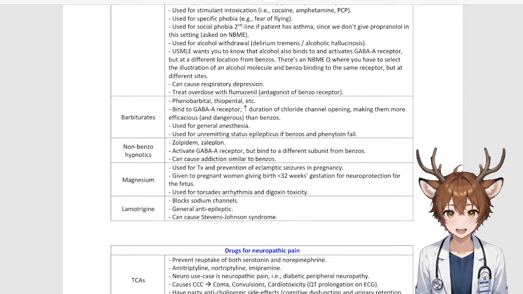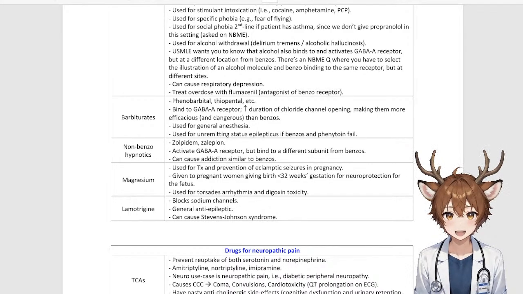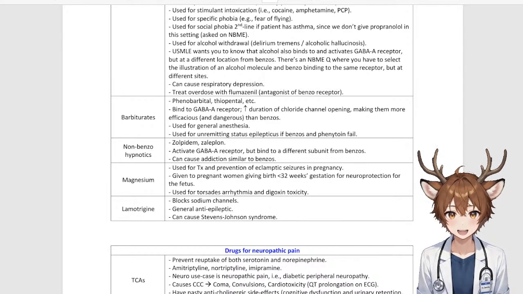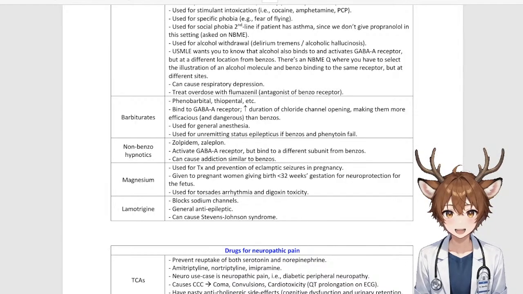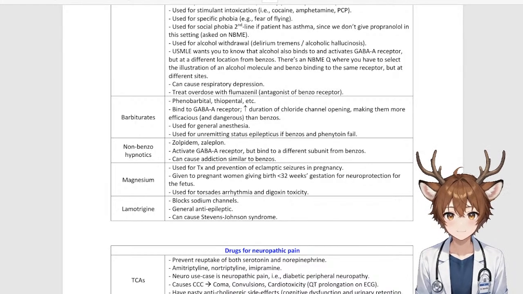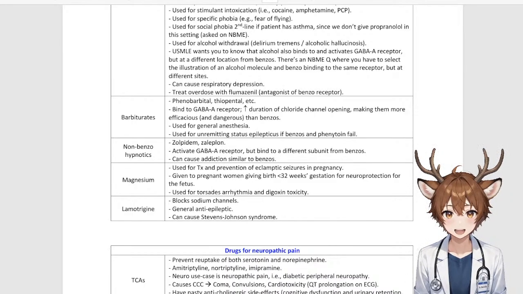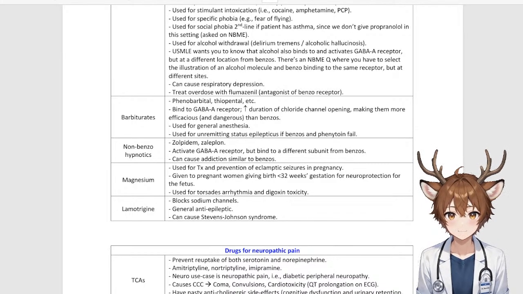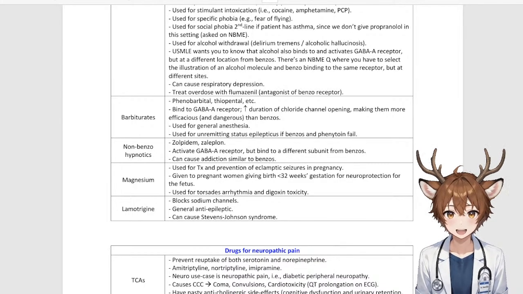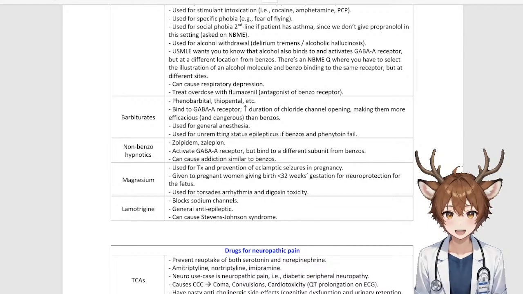What about non-benzo hypnotics? So these are things that are acting on the same receptor, and they're hypnotic, but they're not benzos, and they're actually not as addictive. They're not really addictive at all. Zolpidem and zaleplon. There's also eszopiclone as well, which I think they don't mention. So there's eszopiclone, zolpidem, and zaleplon. Activate GABA-A receptor, but bind to a different subunit from benzos.